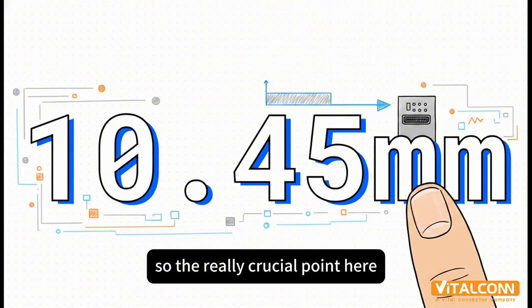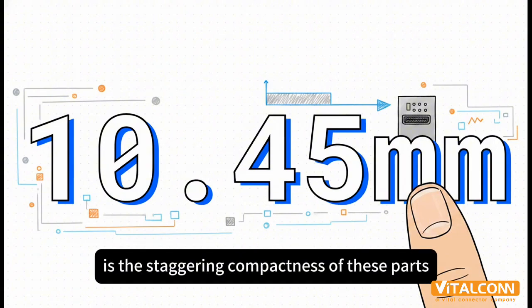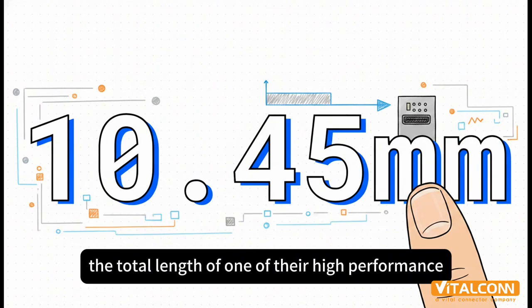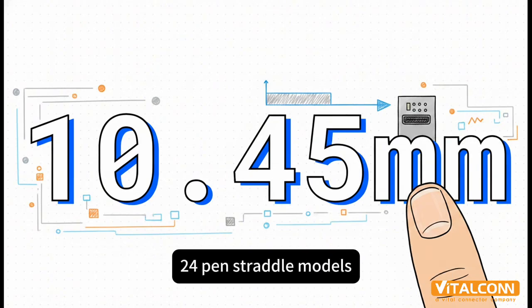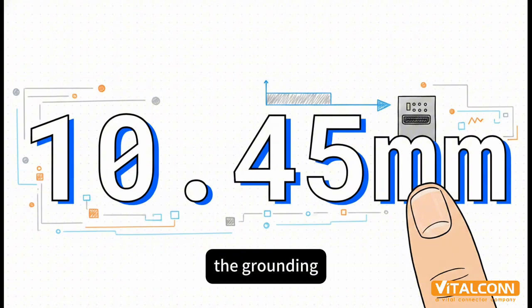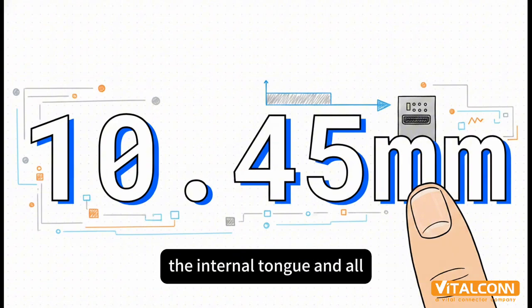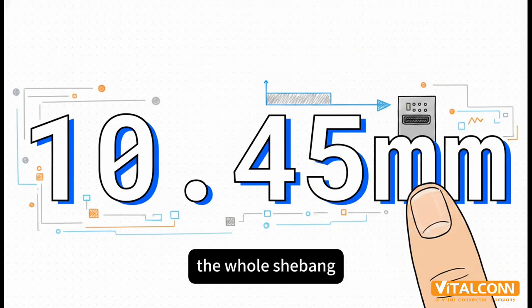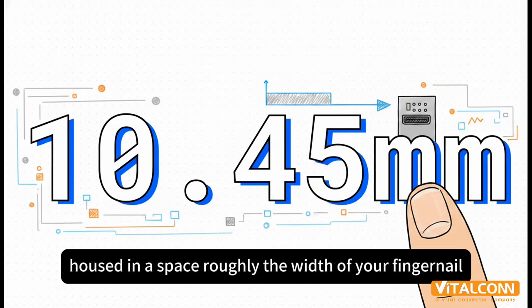So the really crucial point here is the staggering compactness of these parts. 10.45 millimeters. That is the total length of one of their high-performance 24-pin straddle models. That length contains the outer shielding, the grounding, the internal tongue, and all 24 individual data and power connections. The whole shebang, housed in a space roughly the width of your fingernail.